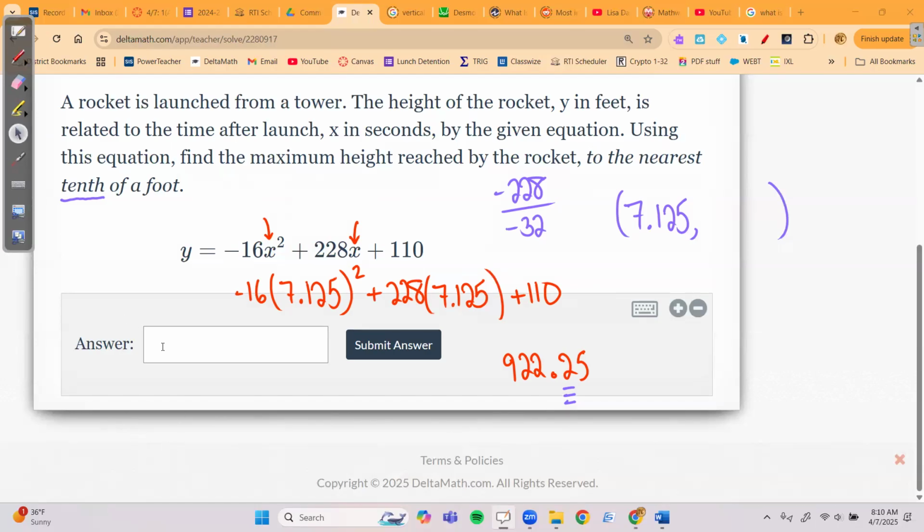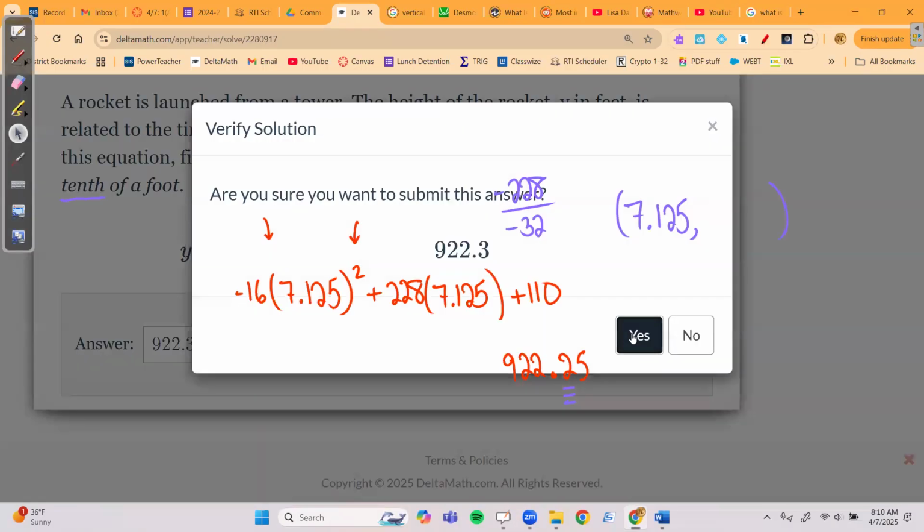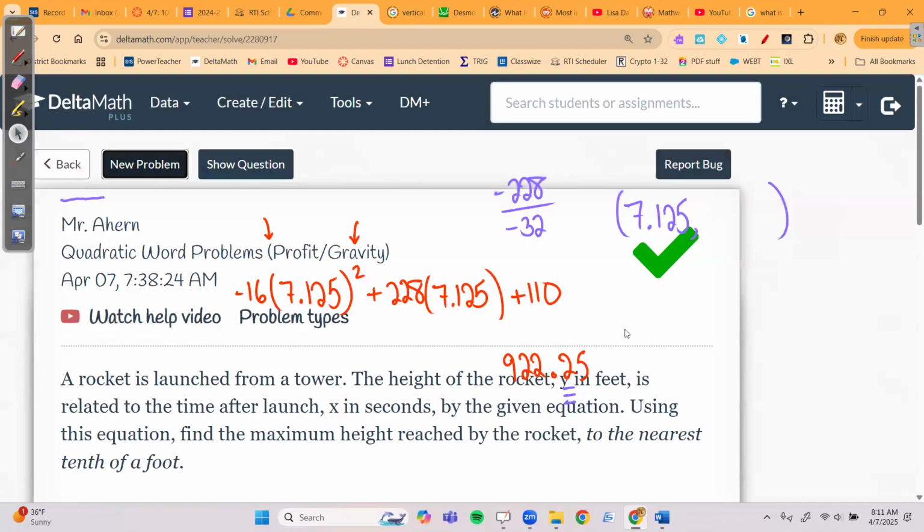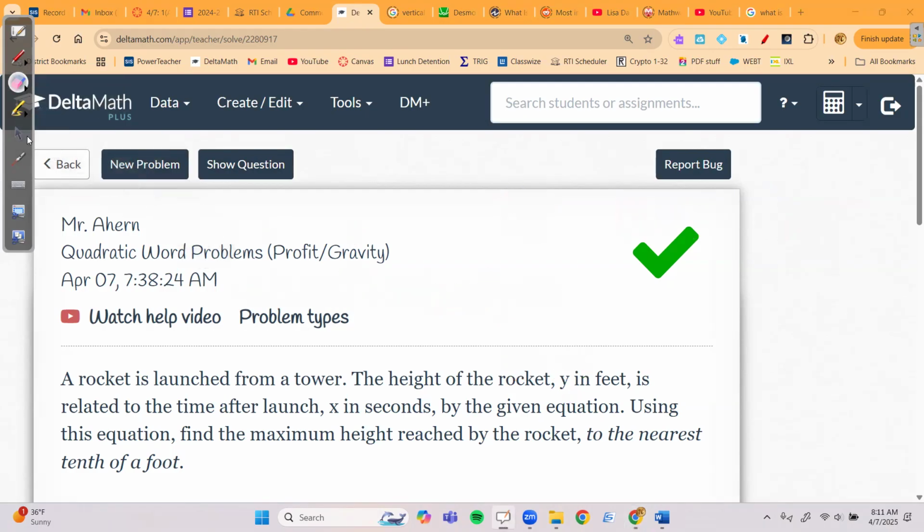922.3. Very good. So I'm going to type in 922.3. I don't think you need a label because it's already specified as to the nearest tenth of a foot. So 922.3 is the maximum height of the rocket. Got it? Okay, let me clear this and find a different type of problem.